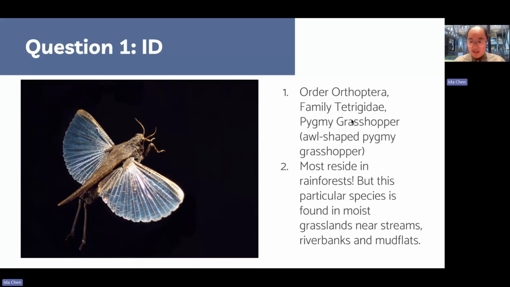It is a pygmy grasshopper. So this particular one does live in marshes. However, according to Wikipedia, most pygmy grasshoppers do reside in places like rainforests, where there's the most biodiversity, which makes sense. So I think you would be safe if you just said wetlands. And this particular one is a female all-shaped pygmy grasshopper.